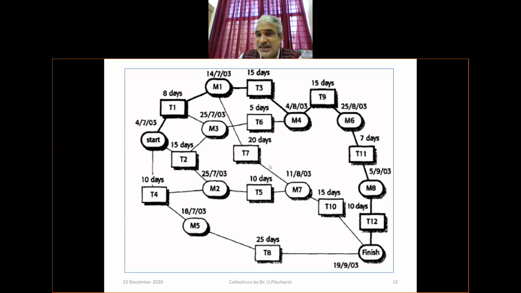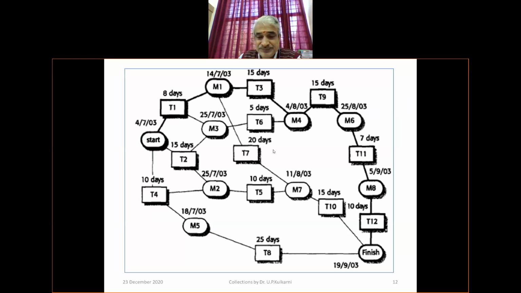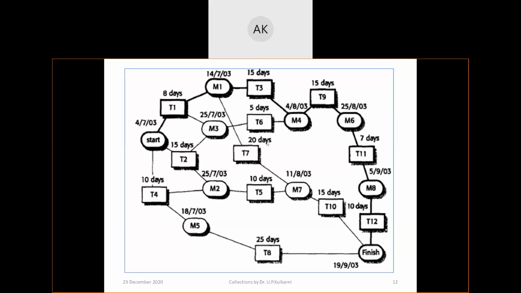The B part is: draw the task dependency graph. Draw the task duration and dependency graph.